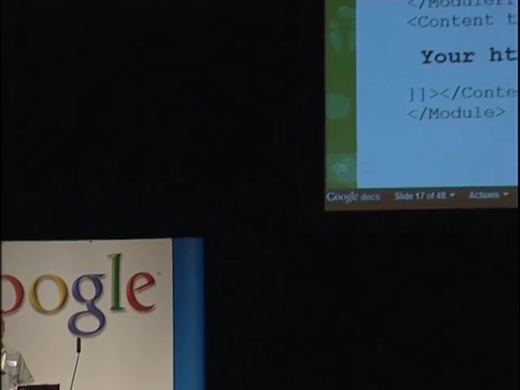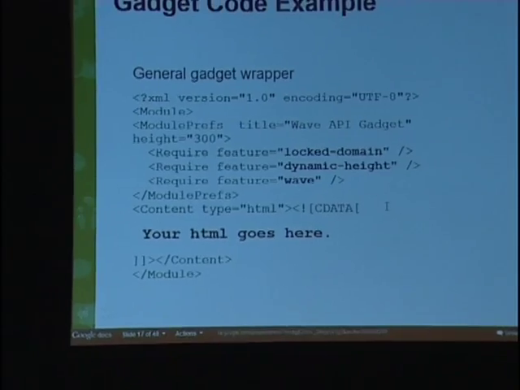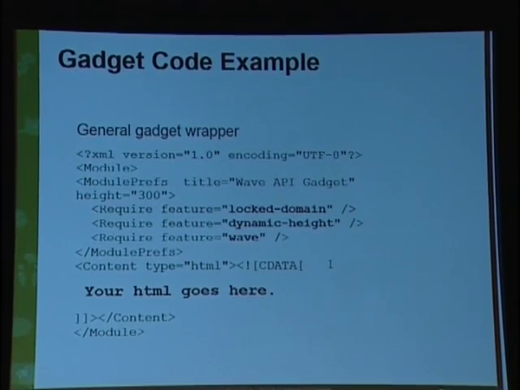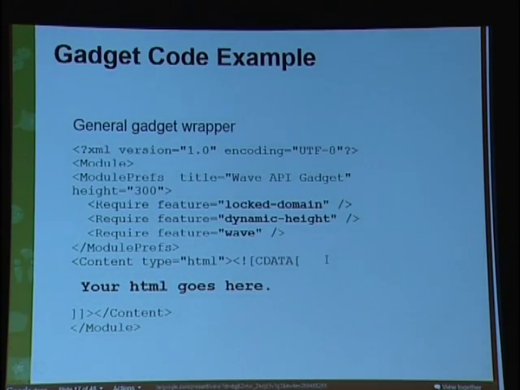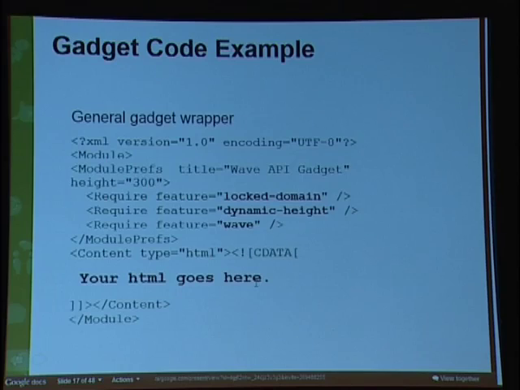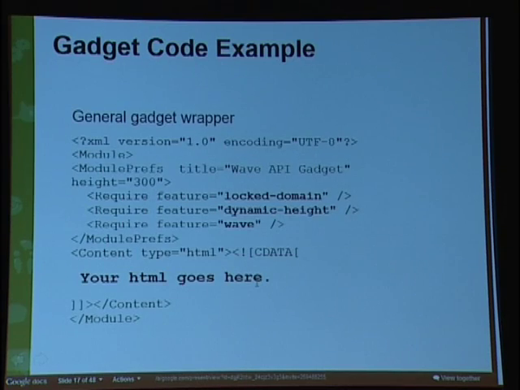This is a code example of a gadget. A gadget includes some boilerplate XML that basically declares what features this gadget would use. For wave gadgets, we recommend using a locked domain to make it secure. We recommend dynamic height. A gadget can automatically adjust how much vertical space it takes in the wave. And the main feature to make a gadget wave aware is wave. You can include any HTML here, so it may include some JavaScript. It may include Flash and anything you want.